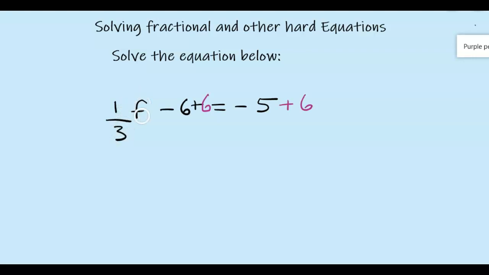I'm going to rewrite this, but I can write this one as f over 3. So f over 3, this is 0, equals 6. Now I need to get rid of this. It's being divided, so I'm going to multiply. It's turned into 1. So f equals 18.